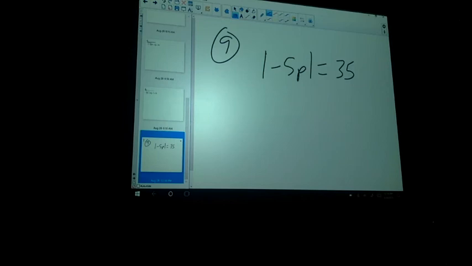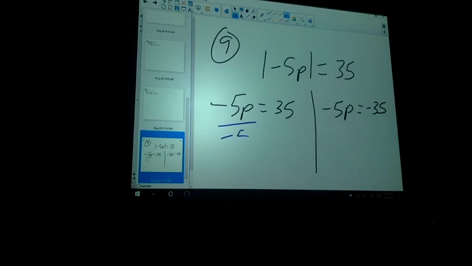So that -5p is going to go with both problems. Does that seem okay so far? Cool. I'm going to divide each side by -5 here. So that's going to give me p is equal to -7. I'm going to divide each side by -5 here. So I get p is equal to 7.